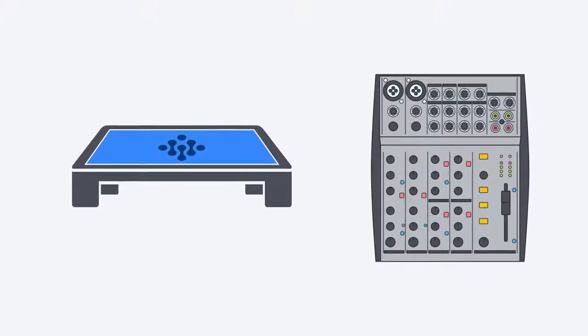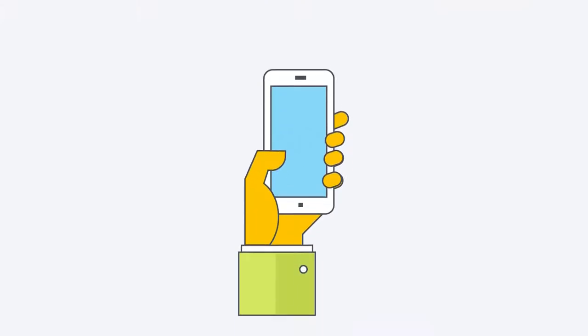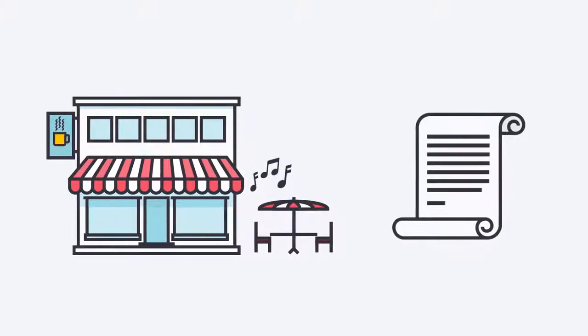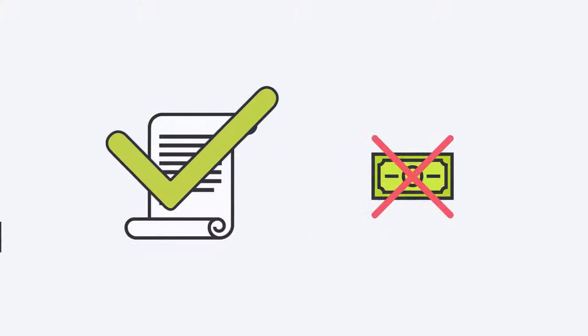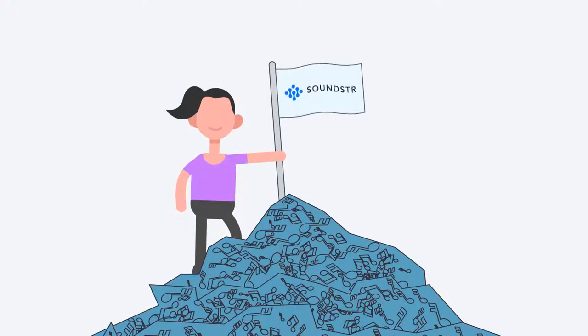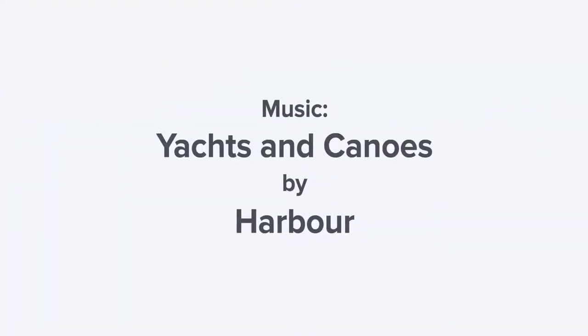Getting started is easy. Connect the Soundstr device to your sound system, and you can access music reports online and in your email. If your business uses music, make sure you have licenses from rights organizations to avoid huge fines. For businesses already paying licenses, stop overpaying for music that you don't use. Let Soundstr give you the data to negotiate fair fees and help songwriters earn the royalties they deserve.